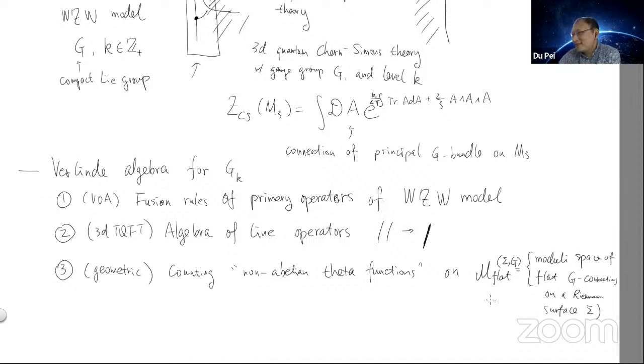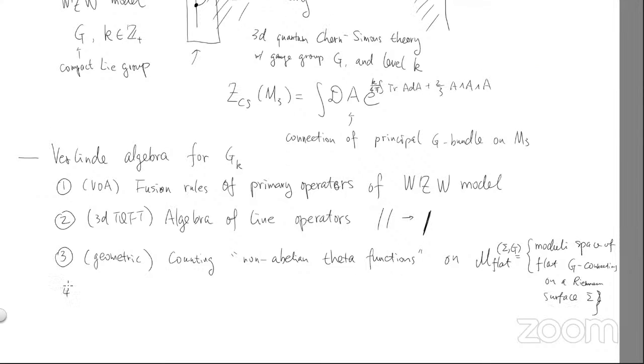And it turns out that if you do this counting problem for various Riemann surfaces sigma, you realize that it's controlled by the algebra. And that's yet another way to recover this Verlinde algebra.